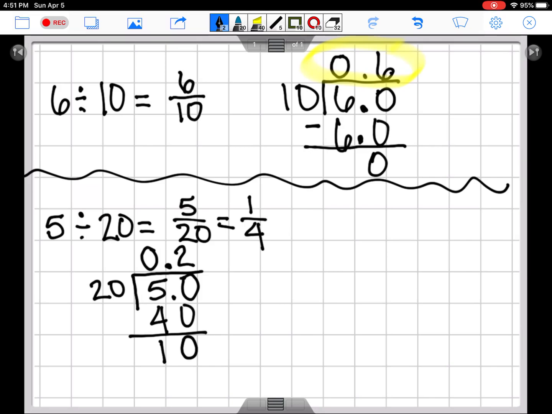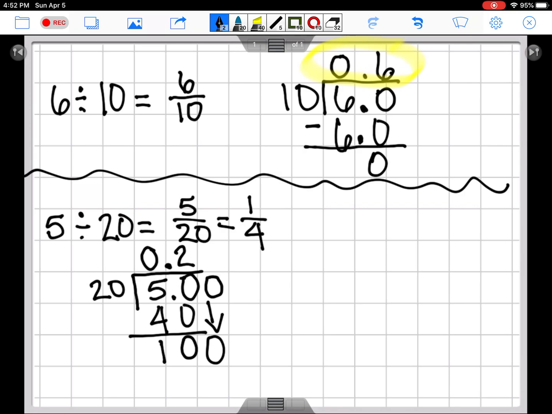Now, I'm going to have the same problem. 20 can't go into 10 because it's bigger. So what do I need to do? If you said create another equivalent decimal, then you've got it. We're going to add another 0 right here because 5 is equal to 5 and 0/10, and it's also equal to 5 and 0/100. Now I can drop that 0 down.